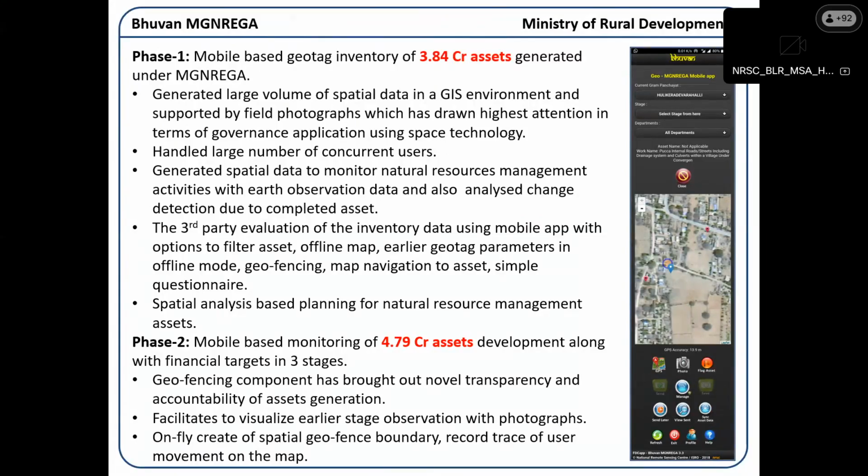In phase 2, this is basically a monitoring based solution, where we monitor the observation on the ground in 3 different stages: before, during, and after. Before the work gets implemented on the ground, we geotag it. Using that geotag location, we ensure that the user goes to the same location and geotags for the second stage. That we call geofencing, which has brought out transparency and accountability in generating this asset information on the ground. You can see almost 4.79 crore assets have been monitored under this scheme in 3 different stages.